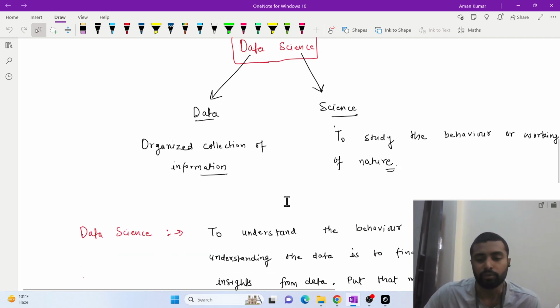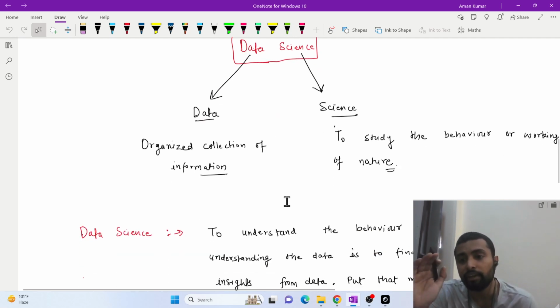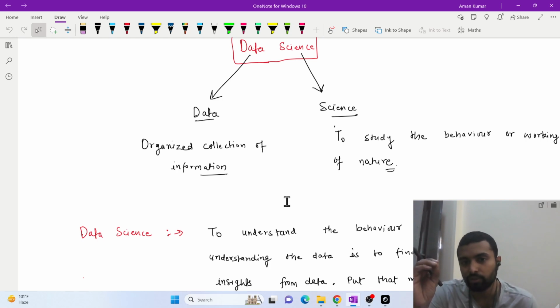Of course, science means to study the behavior or working of nature. In 11th and 12th class, in senior secondary school, you have subjects like physics, chemistry and mathematics. These all come under the science syllabus. Why? Because science means to study the behavior of nature, and nature means anything.